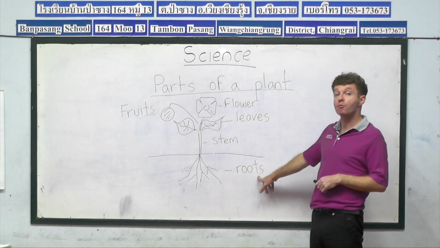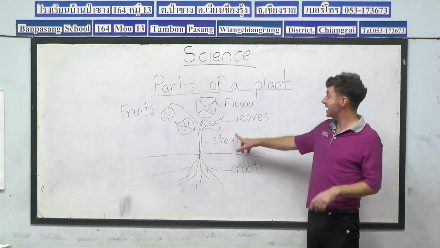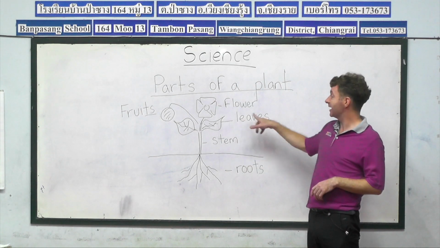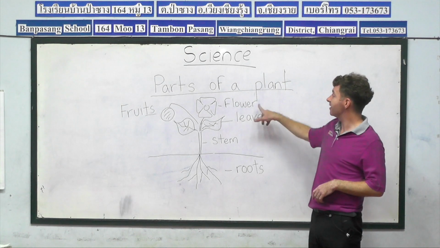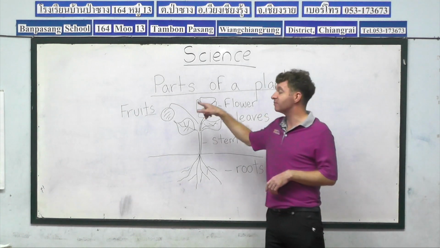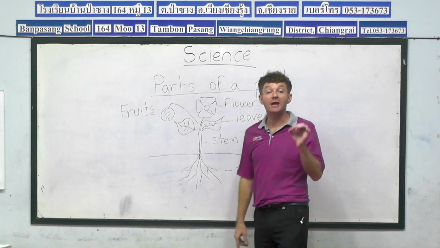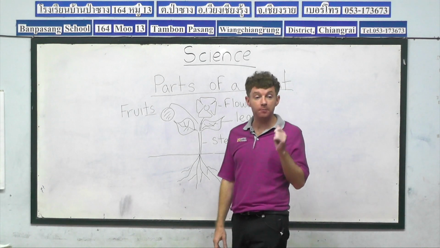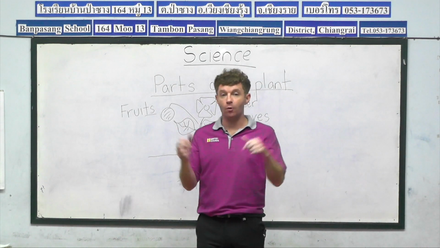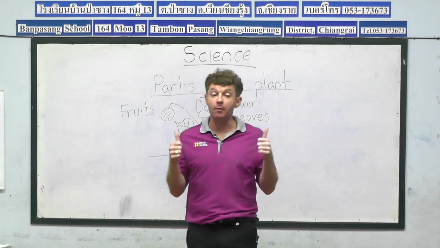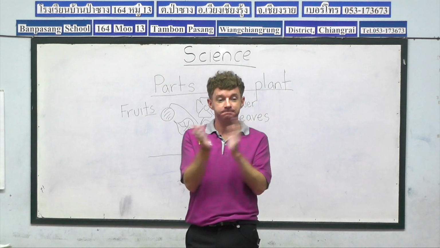We have roots, stem, leaves, flower, and fruits. So when you design your own flowering plant soon, guys, make sure they have all of these different parts. And that was very well done and remembered.